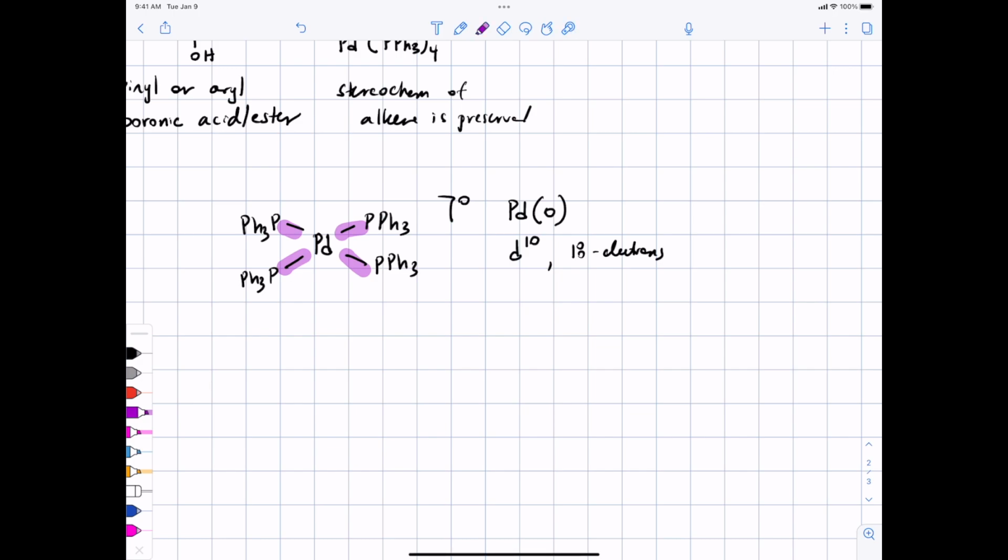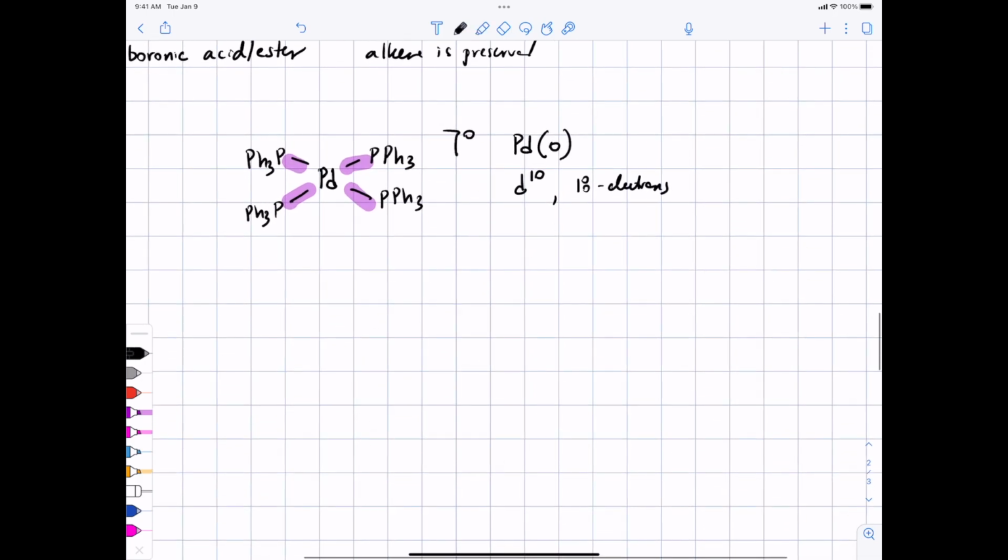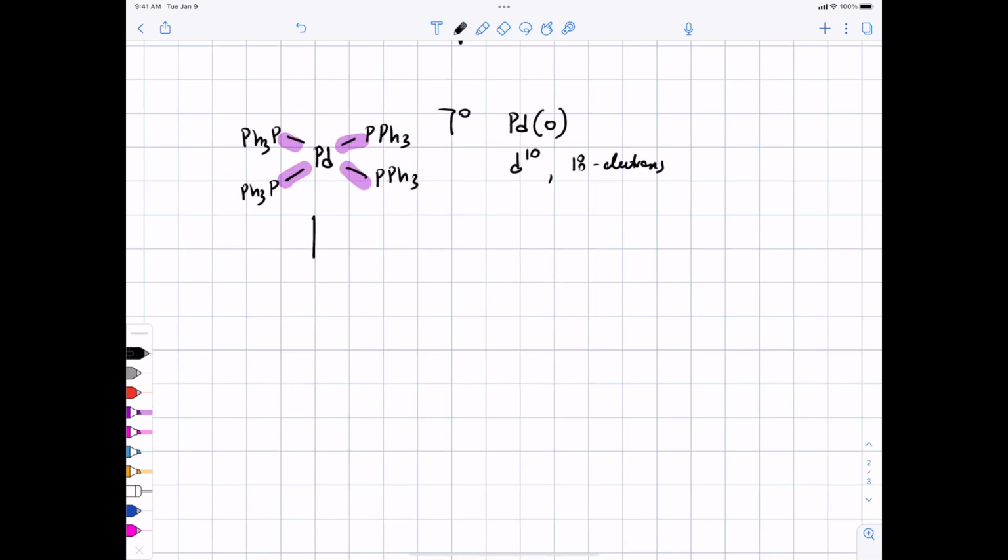Now, that tells you that that complex is coordinatively saturated. There's not a lot that can be done there. There's no space. So that's a clue that this is not your active catalyst. If you wanted to do an oxidative addition step, you've got too many electrons surrounding the palladium. So what has to happen first, before anything can happen, you've got something called ligand dissociation.